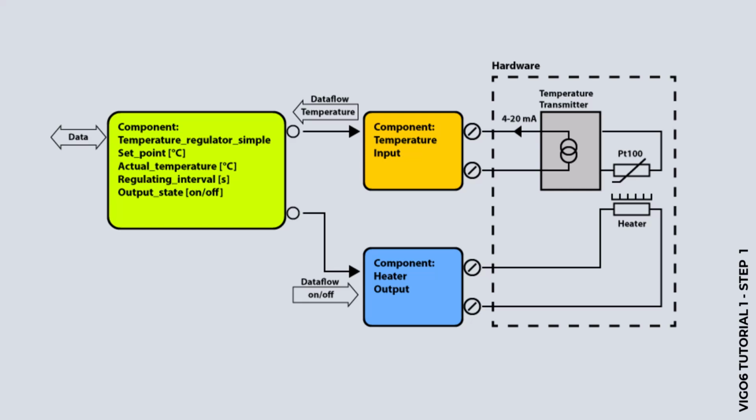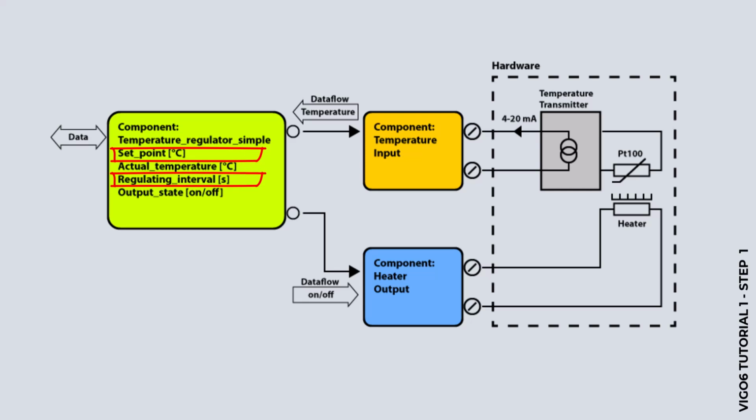A blue, already made digital output component to control the heating. An orange, already made 4 to 20 mA input component to read the temperature. And a green component to control the temperature regulation. The regulator component must contain a temperature set point and a regulating interval set point.